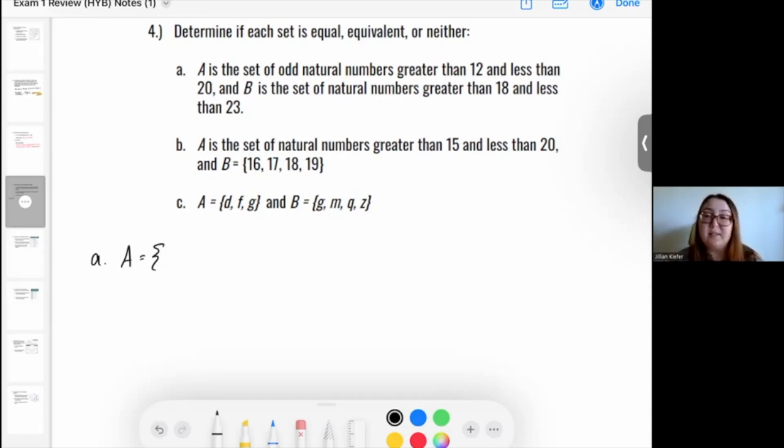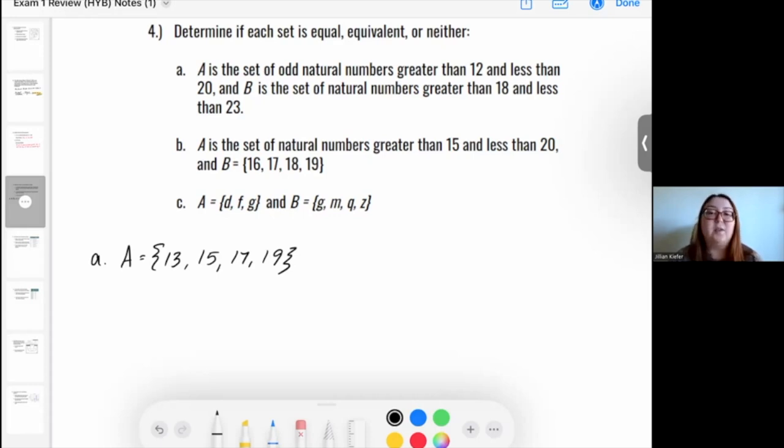Starting at 13, we get 13, 15, 17, and 19. And that is the set A. We're greater than 12, less than 20, and all the numbers are odd. Looks good. All right. B is a set of natural numbers greater than 18 and less than 23.